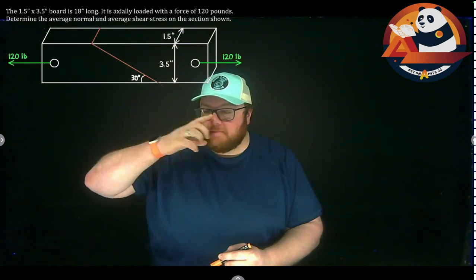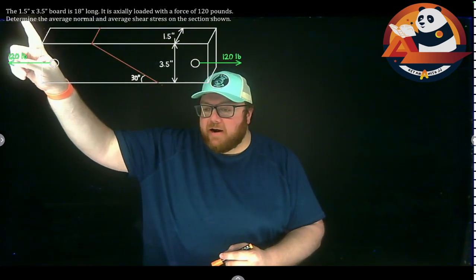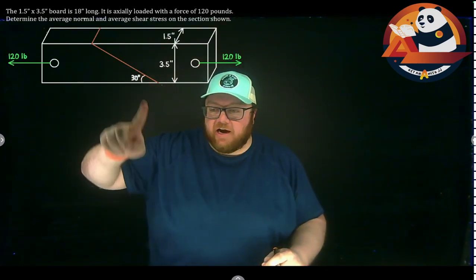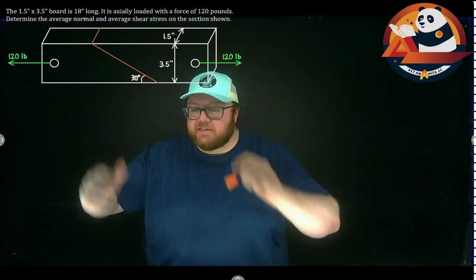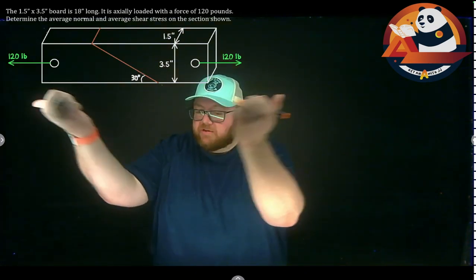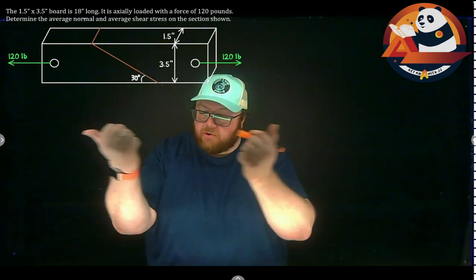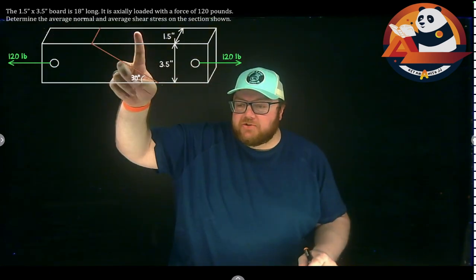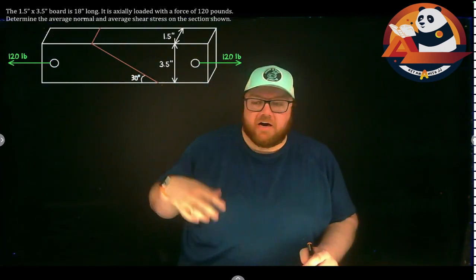Let's tackle an example problem. We have a 1.5 inch, that's our depth here, by 3.5 inch, our height. The board is also 18 inches long. We're loaded with a force of 120 pounds, trying to pull it apart in tension. We're going to figure out our average normal stress and our average shear stress on our section shown.